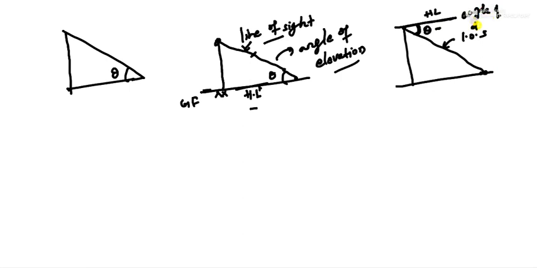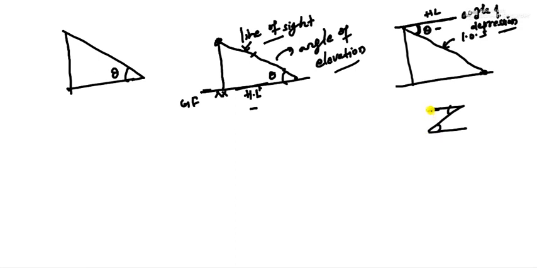This angle is called the angle of depression. Remember, depression means something which is at a low place. So when the object is at a lower level, the angle formed will be the angle of depression. When the object is at a higher place, the angle formed is the angle of elevation. So these two things you have to remember.